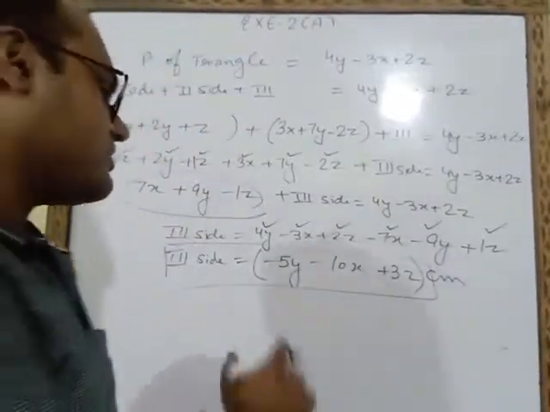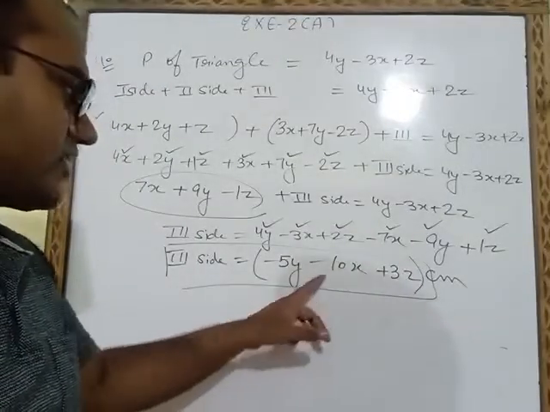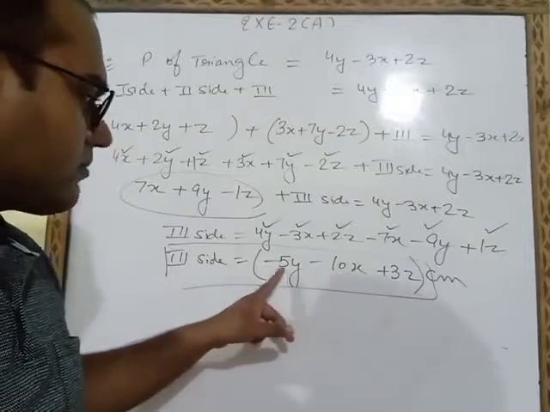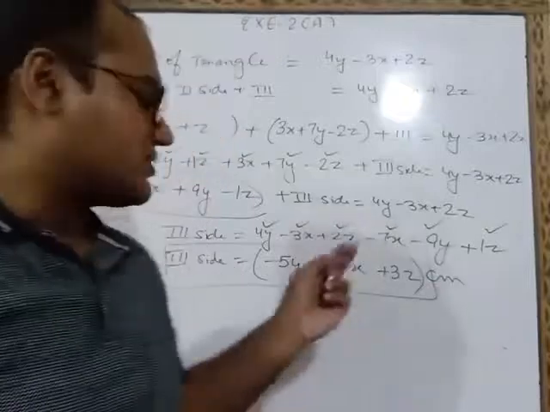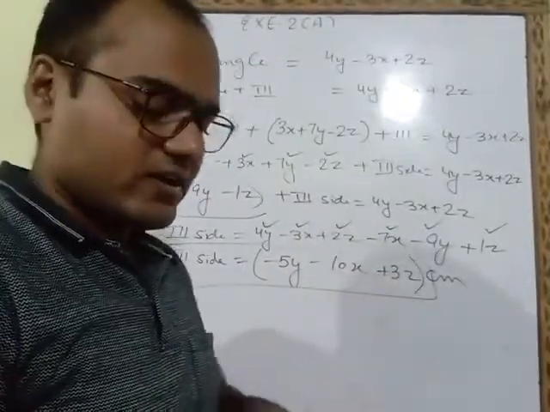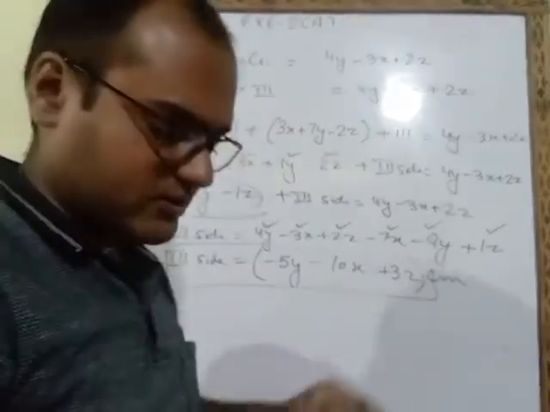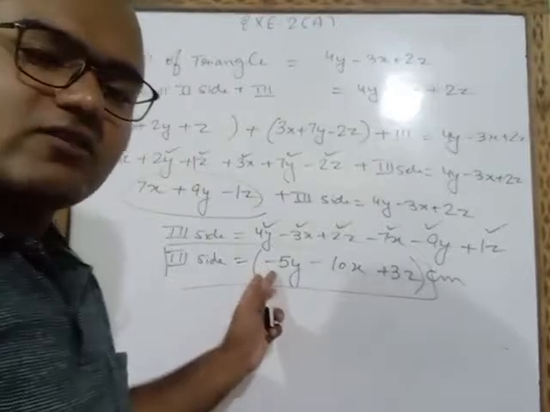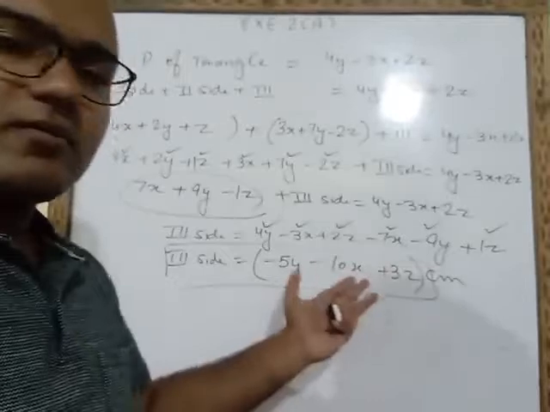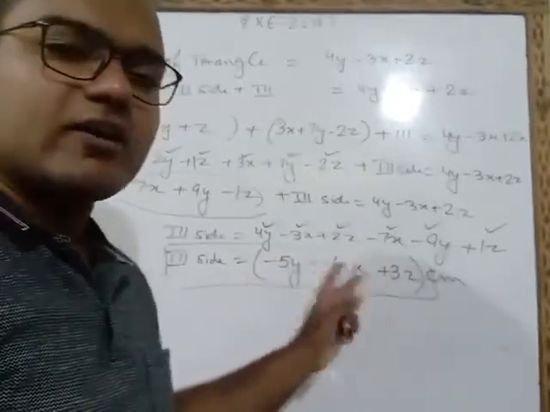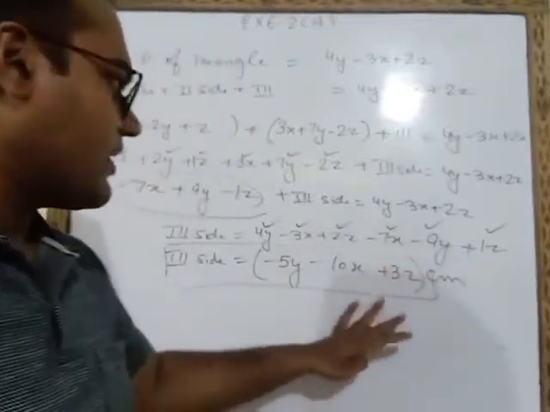In your answer sheet, these terms may be shuffled. Shuffled means first in the answer sheet it is written minus 10x, and after that it is written minus 5y plus 3z. No problem. If you write like this, then also it is correct. Signs are the same as we have done here. Here in the answer sheet minus 7x minus 10x is coming; ours is also minus 10x. Minus 5y, our answer is also minus 5y. Plus 3z is also coming. So no need to worry if your terms are not coming in the proper place, no problem, our answer is correct. So this is the final answer of question number 10.